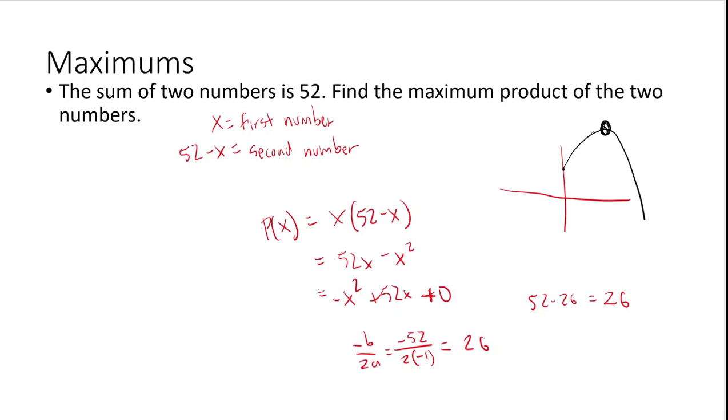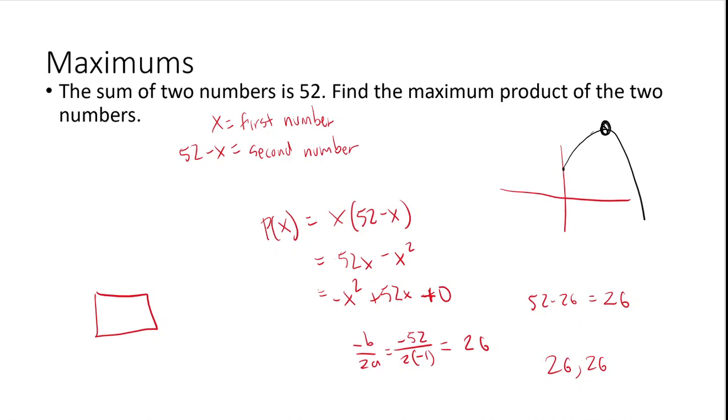This should make sense to you. If you're multiplying two numbers together, the maximum is like a square. Think about a rectangle. What's the maximum area of a rectangle? It's when that rectangle is a square. So the two numbers are 26 and 26 for this problem.